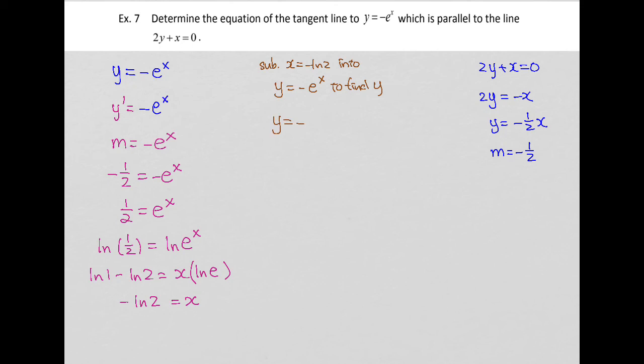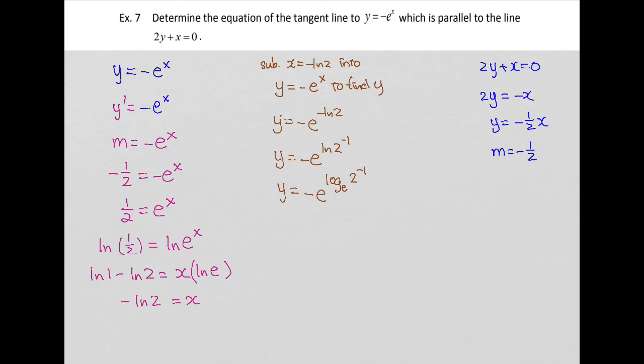So y will be negative e to the negative ln 2. And let's bring the negative sign back into the exponent. So this is negative ln 2. Because of the property of log, I can put this negative 1 back onto the exponent. And then you will see y equals negative e to the ln, which is actually log base e, of 2 to the exponent negative 1. So technically, you can remove the e, right? So those e and log base e, they will remove each other. So you are going to have y equals negative 2 to the power negative 1. So I know my y value will be negative 1 over 2.